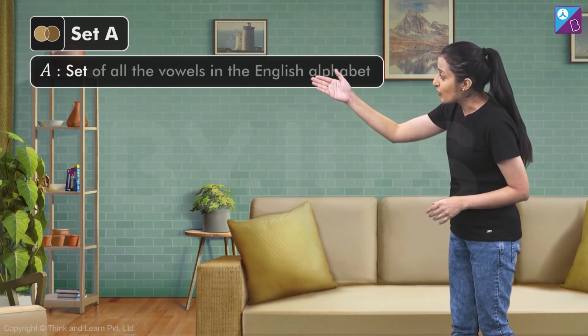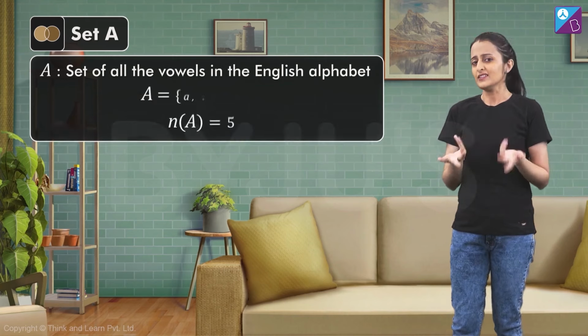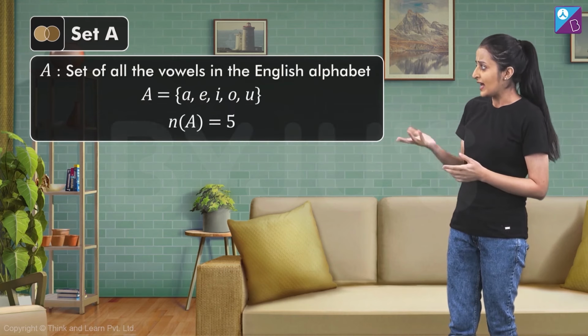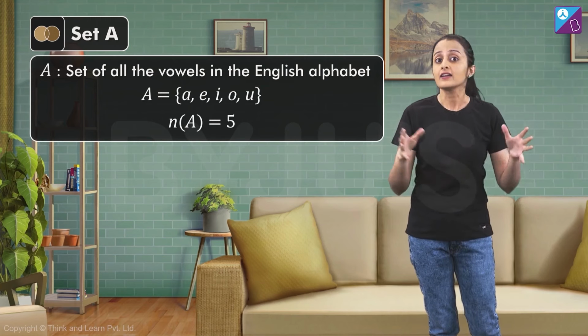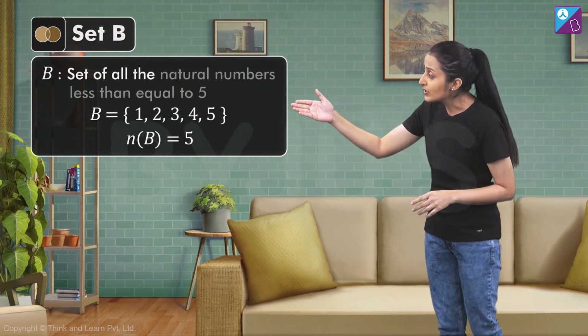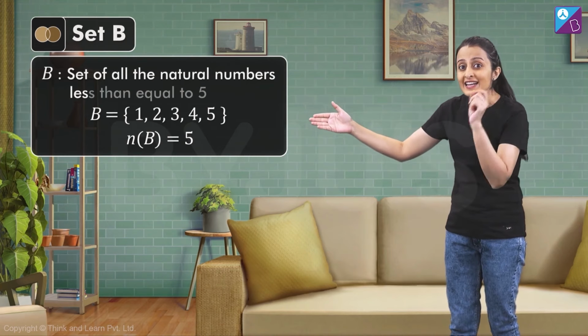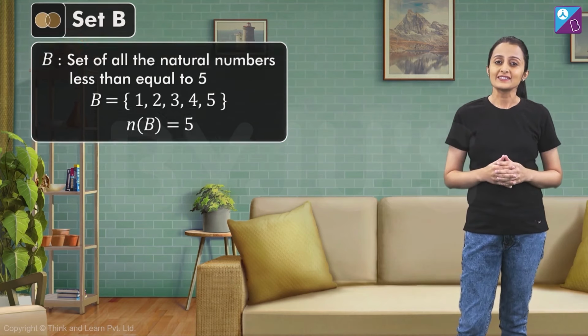Consider the set of all vowels in the English alphabet. It has to be a finite set as it has only 5 elements in it and they are countable. Similarly, the set of all the natural numbers less than equal to 5 is a finite set.